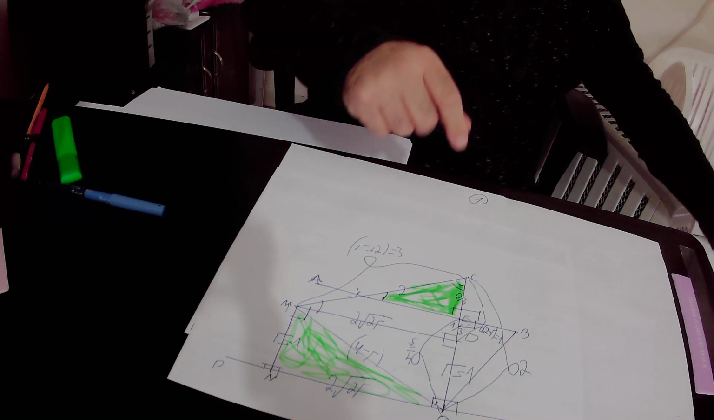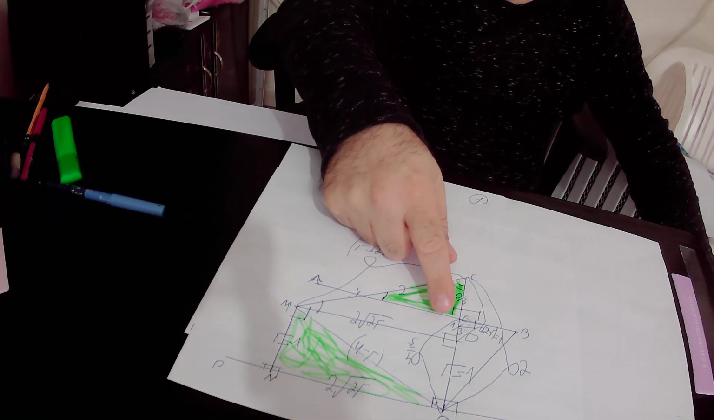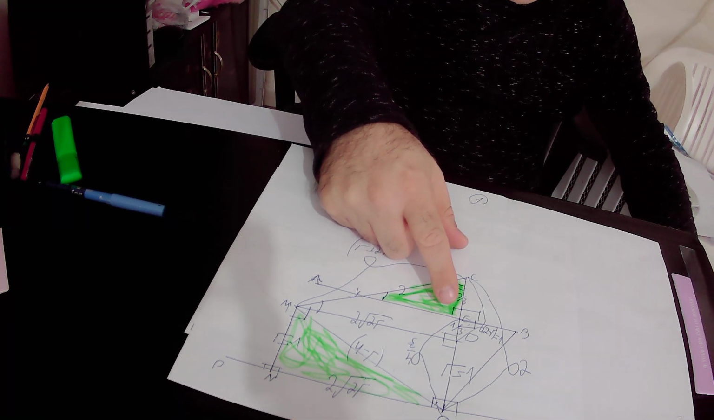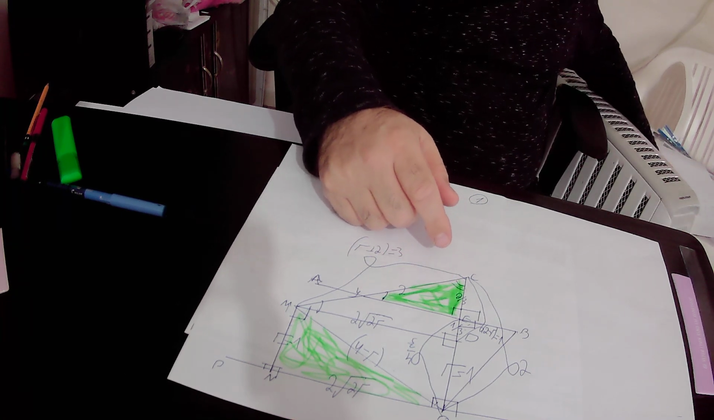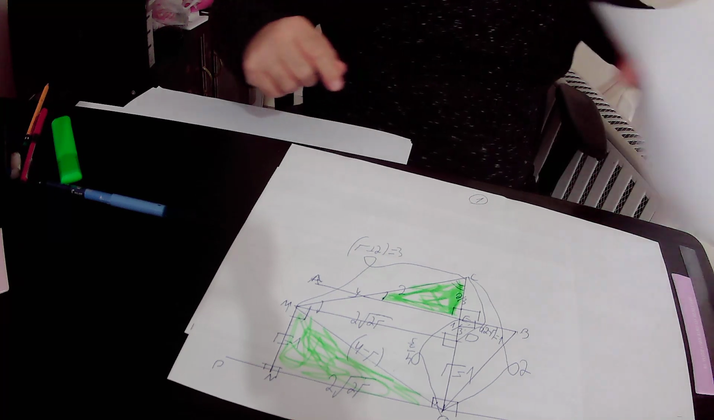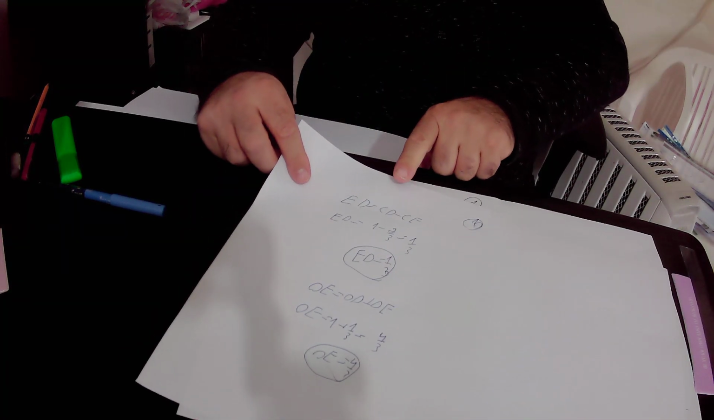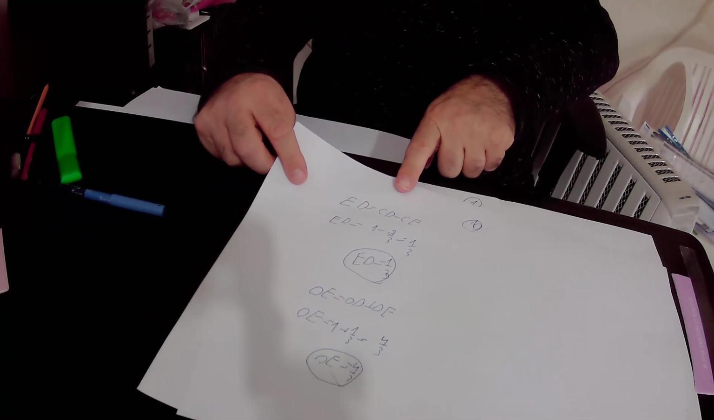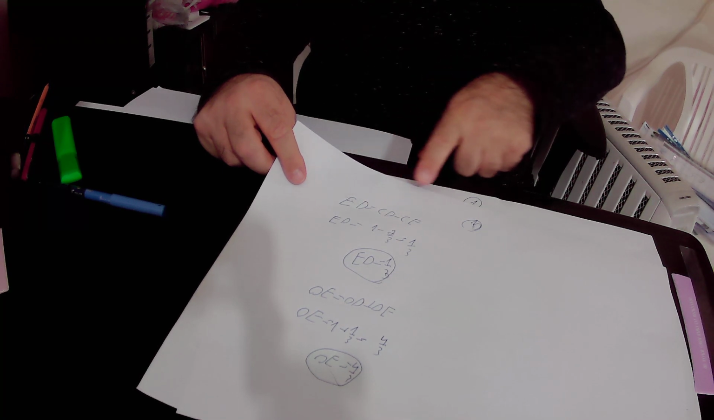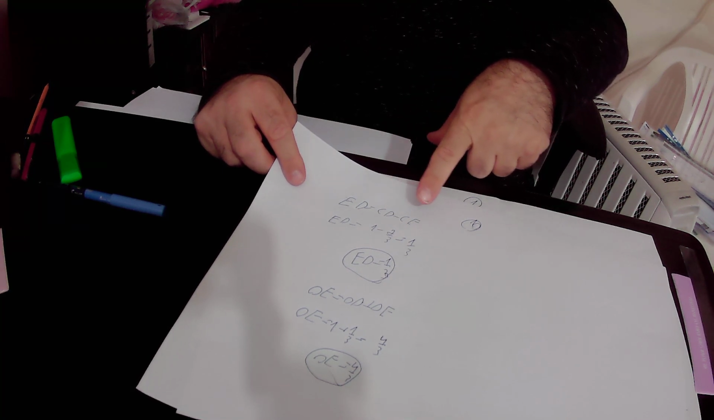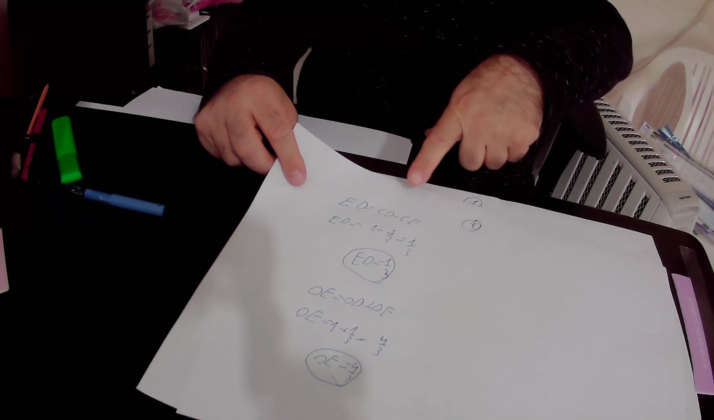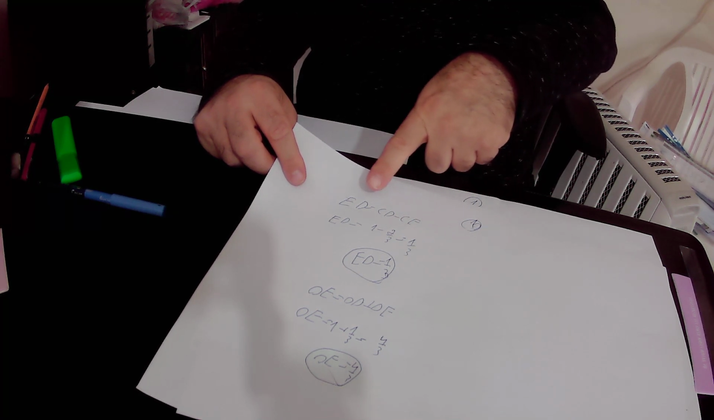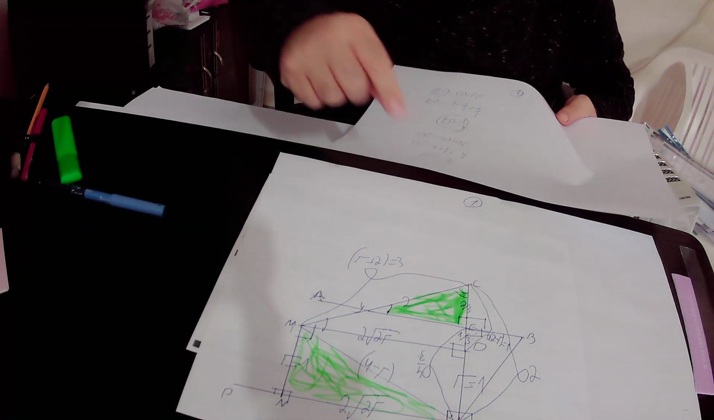And actually DE equals CD minus CE. That is to say, ED equals CD, that is 1, minus CE, that is 2/3. So ED equals 1 minus 2/3. That is to say, ED equals 1/3. So we found out that ED equals 1/3.